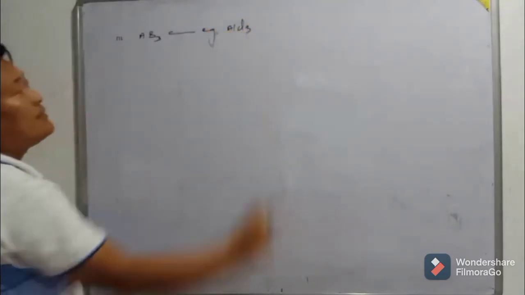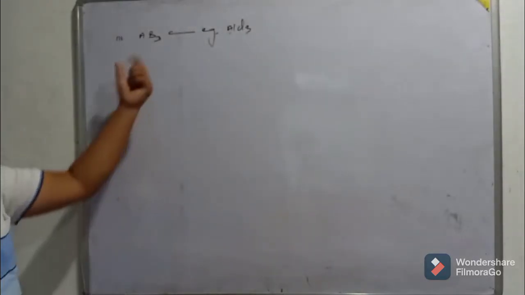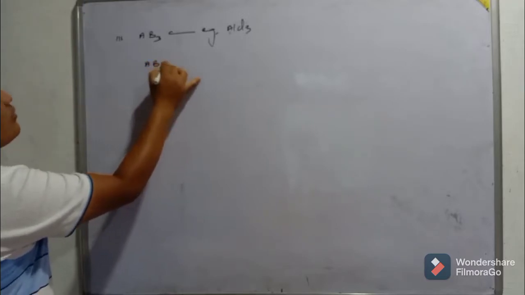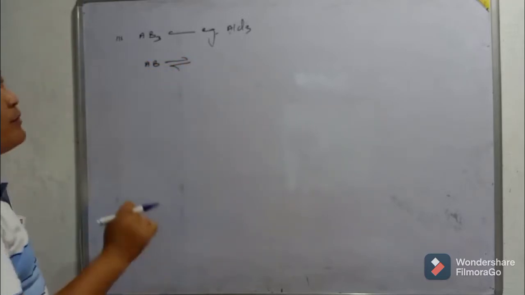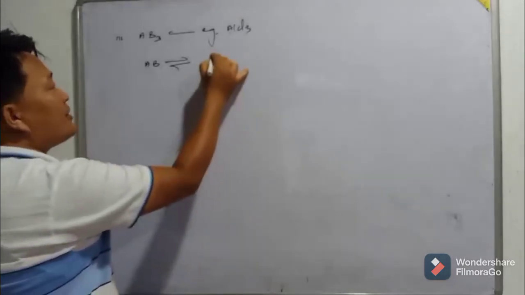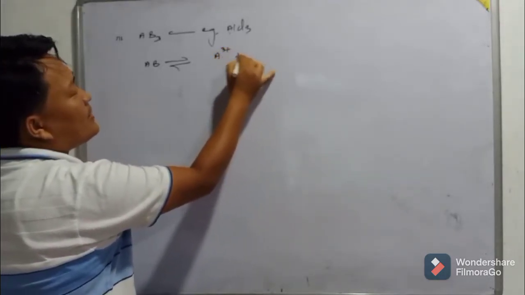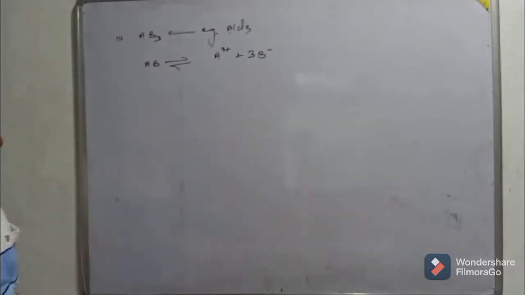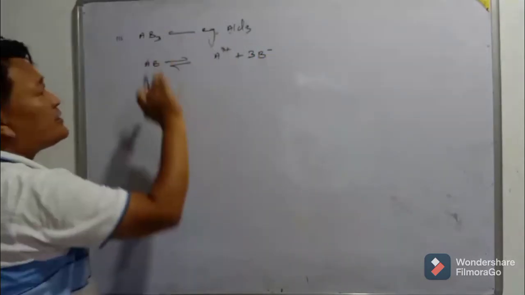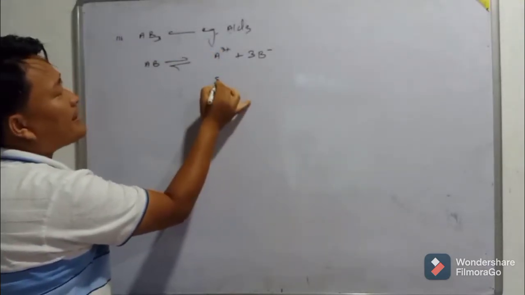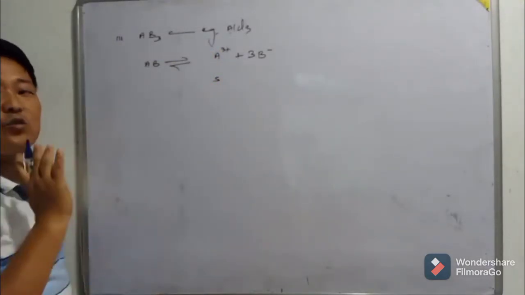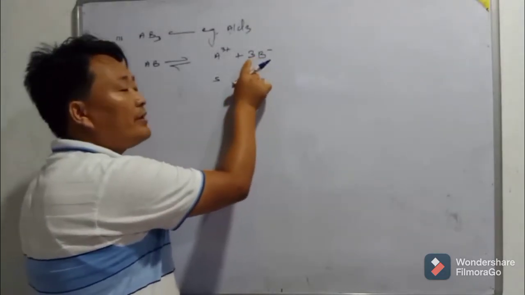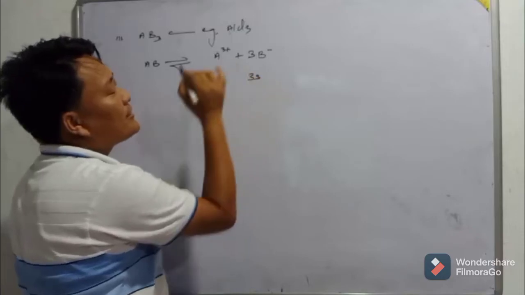AlCl3, aluminum chloride. Example, just compare with this one. Now when this AB3 dissociates into ions, it will give A3+ and 3B-. Now see the solubility: the molar solubility will be S, because in A there is no coefficient, whereas in B there is 3, so this will be 3S.